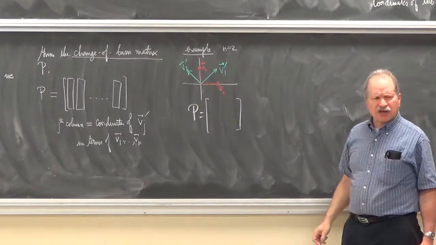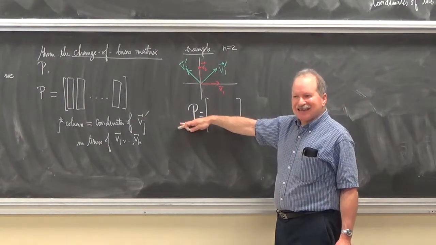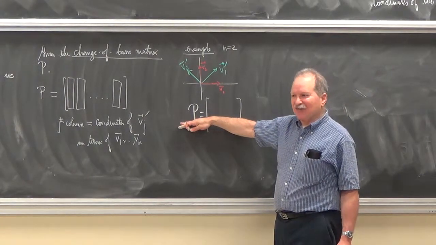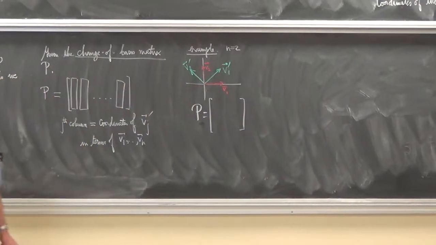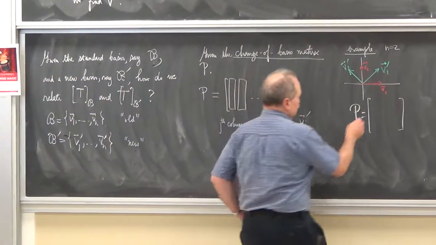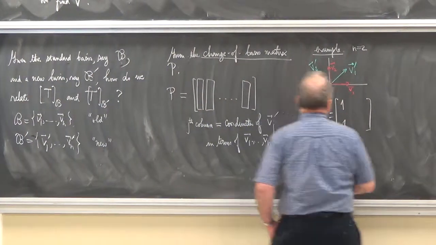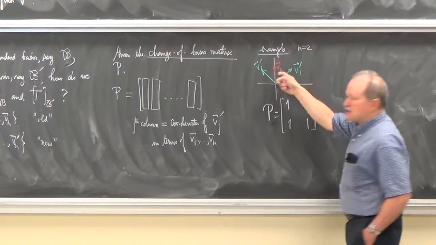No, not projection. Sorry about this. P is not standing for projection. P is standing for change of basis. For historical reasons, people like to use P's for this. Would it be like 1, 1, negative 1, 1? Those are columns. Okay. That seems to be the picture I've drawn.